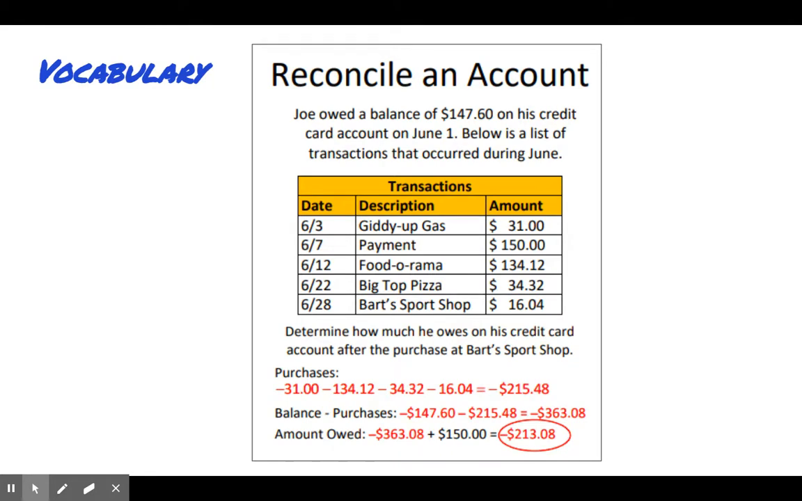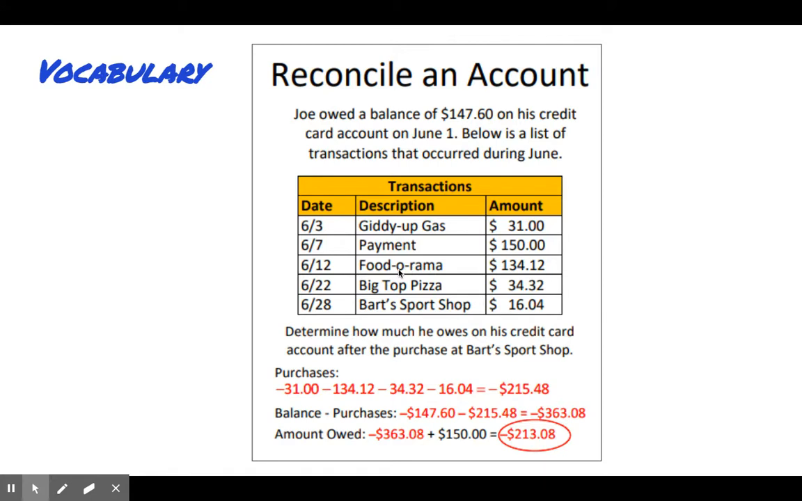So, on account on June 1st, below is a list of transactions that occurred during June. So they gave us our transactions. They gave us the date, the description, and the amount. So we see that on June the 3rd, he got some Giddy Up gas. That amount was $31. On June the 7th, a payment was made of $150.